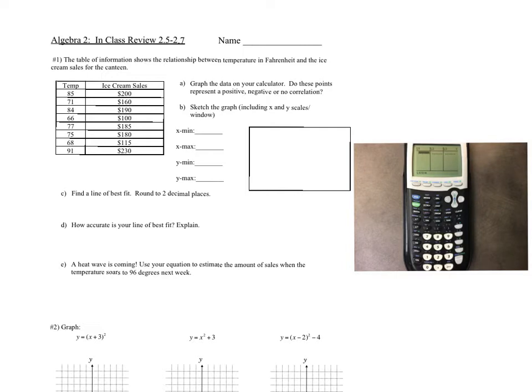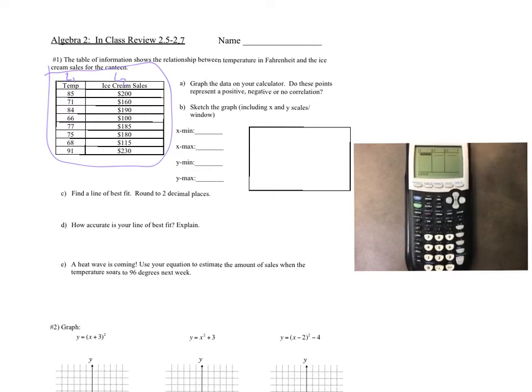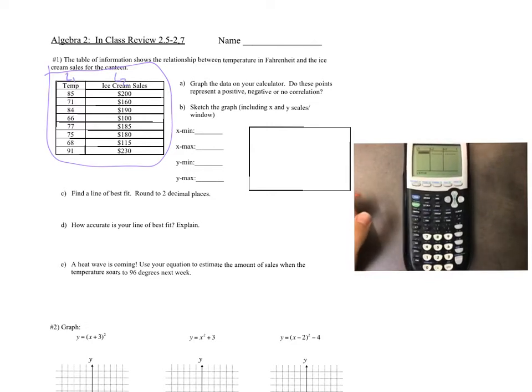Okay, now we're going to put our chart in, this one right here, as our L1 for the temperature and our L2 for the ice cream. So L1, we have 85, enter, 71, enter, 84, enter, 66, enter, 77, enter, 75, enter, 68, enter, 91, enter.